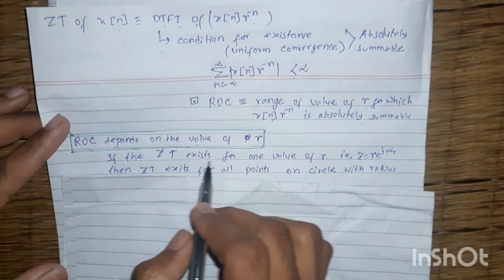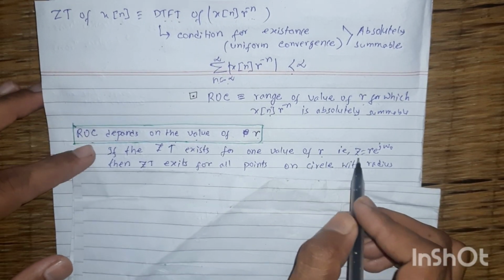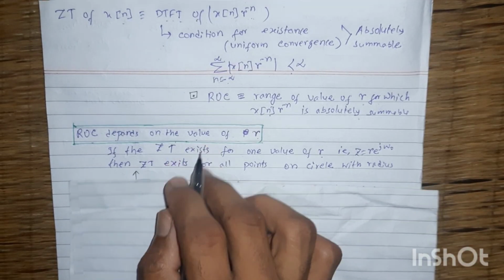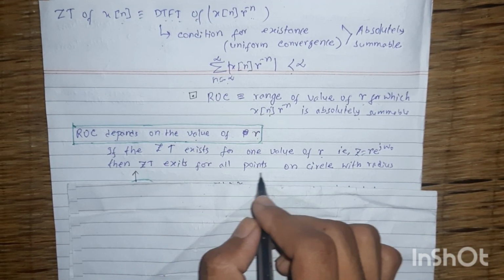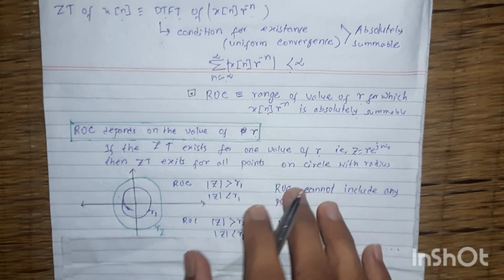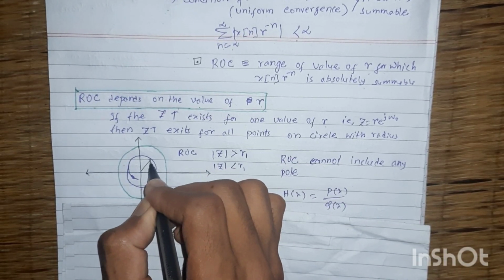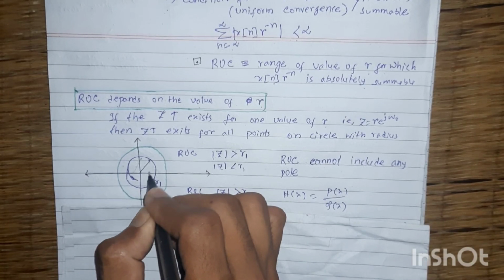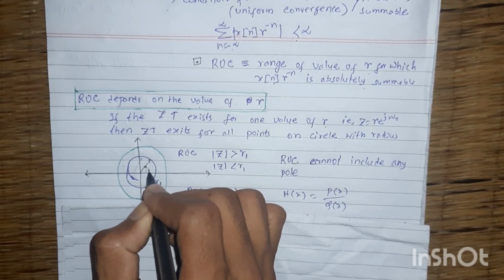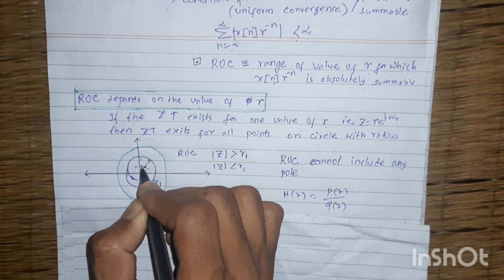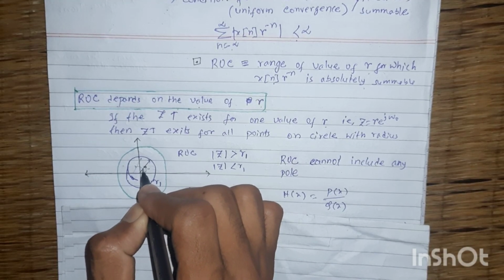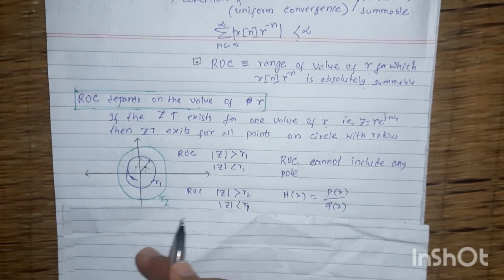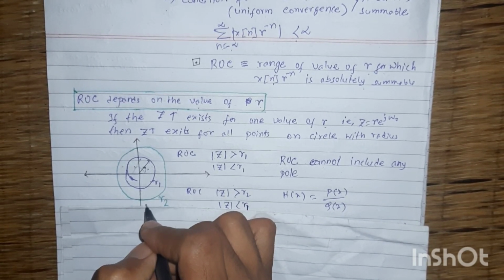If the z transform exists for one value of r, that is z equal to r e raised to the power j omega naught, then the z transform exists for all points on a circle with that radius. Suppose the z transform exists in this r region, then at any angle, this is the angle omega, suppose omega 1, omega 2, at any angle the z transform also exists, but the boundary is defined by this radius r.